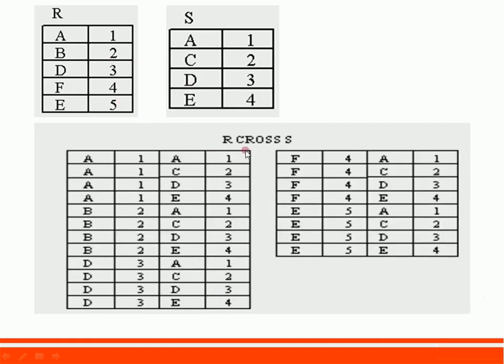So this is cross, which means that it is Cartesian product. Every tuple of R is combined with each and every tuple of S. That is the result of the Cartesian product.